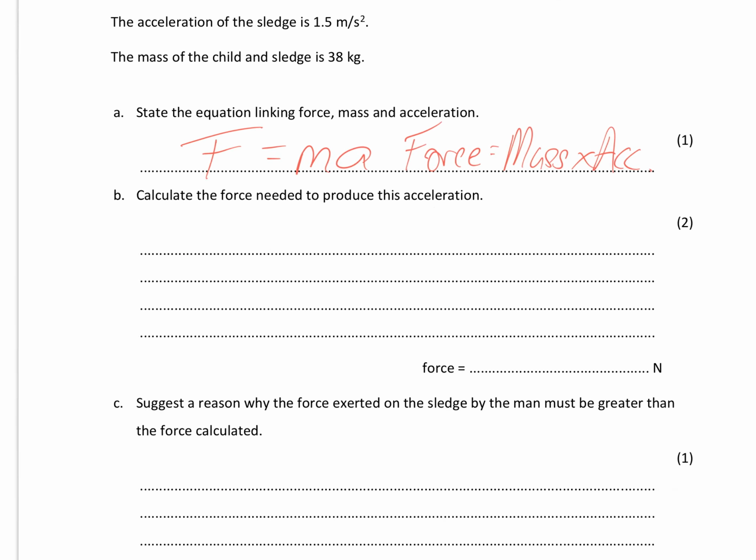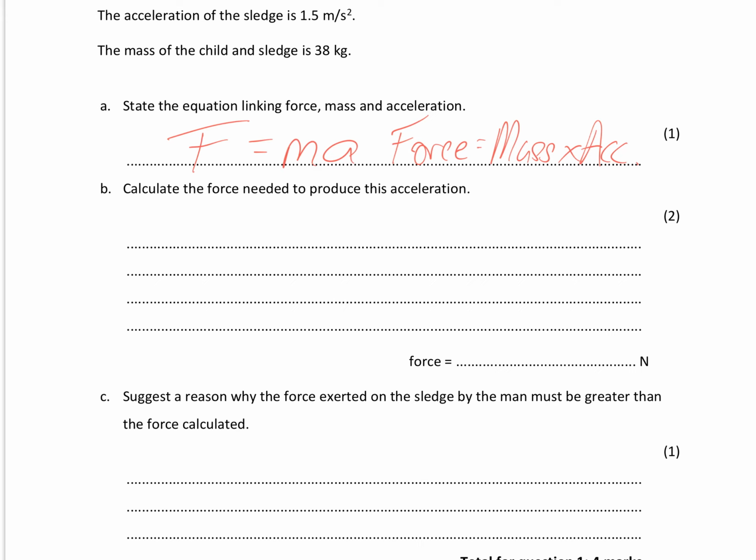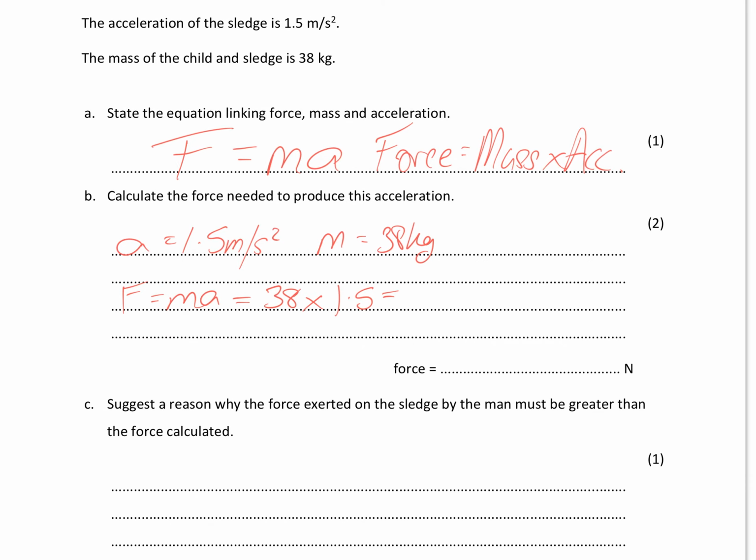So the acceleration a is 1.5 meters per second squared, and the mass m is 38 kilograms. So you're starting with F equals ma. It's asking you to find F, so we don't even need to do any rearrangement. It's just 38 times 1.5, which equals 57 newtons.